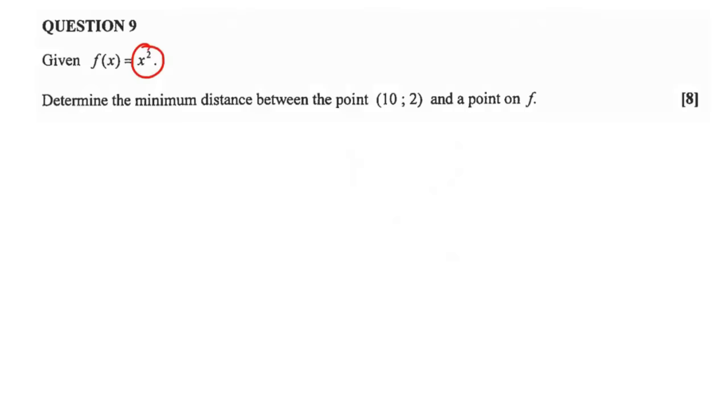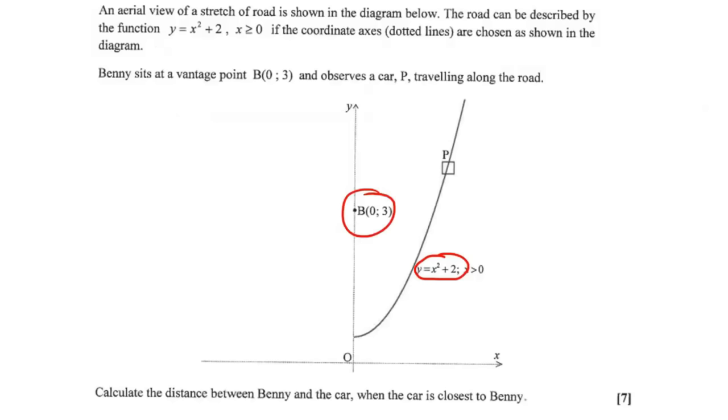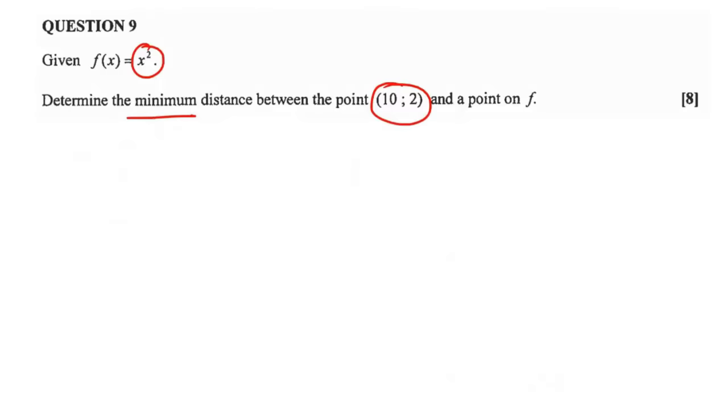Wrong way. In this one, they give us the point 10 and 2, and then they ask us for the minimum distance. In the 2017 question paper, they say calculate the distance between Benny and the car when the car is closest to Benny. So that's also a minimum question. So if any one of you went over the 2017 exam paper, you would have enjoyed today's question 9. Well, I'm not going to say today, because not everyone watching this is watching it now, or when I'm recording this, of course. So let me show you what to do here.